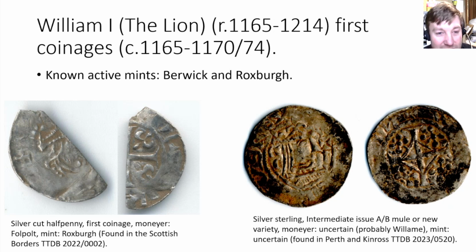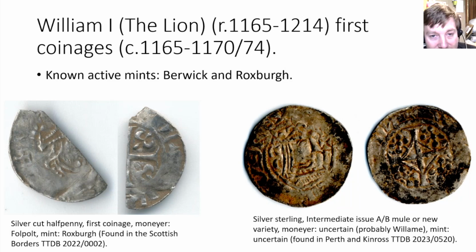And what we really need of this period is a big hoard, to hopefully get lots of types, and can also shed more light on the circulation of these coins as well. As with the Malcolm IV coins, these early coins of William are extremely rare. But thanks to metal detecting, more are starting to come up.